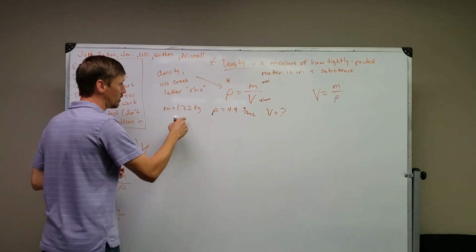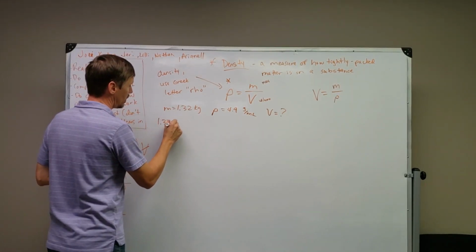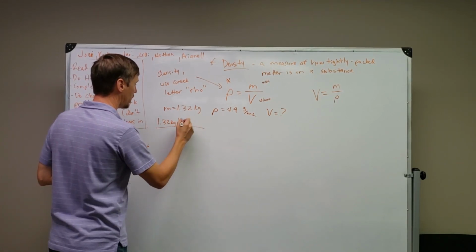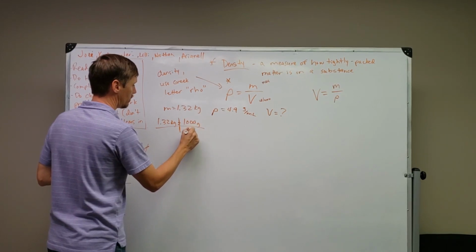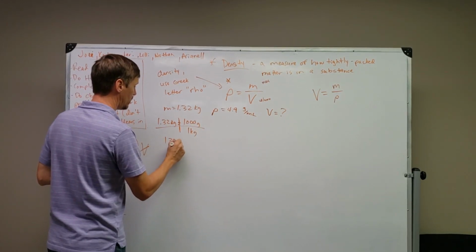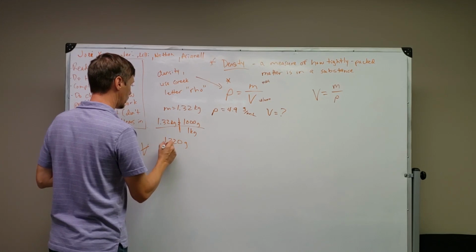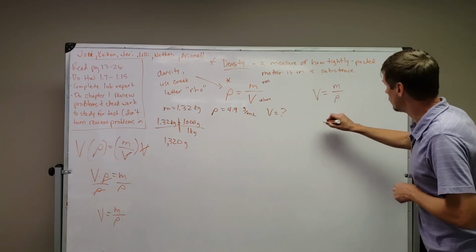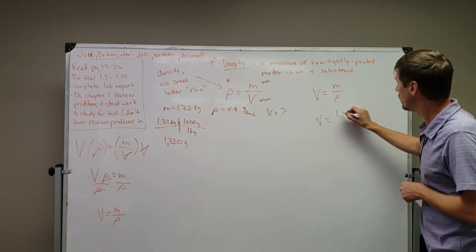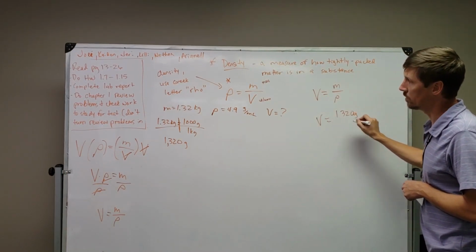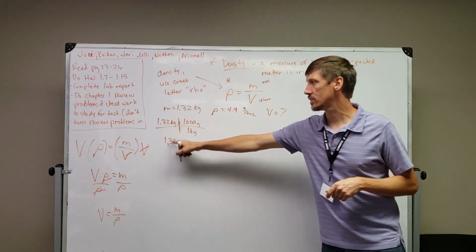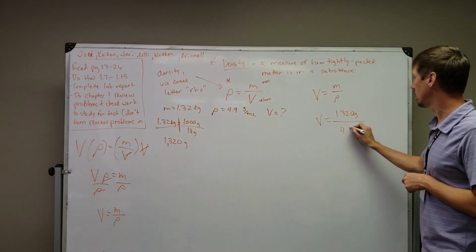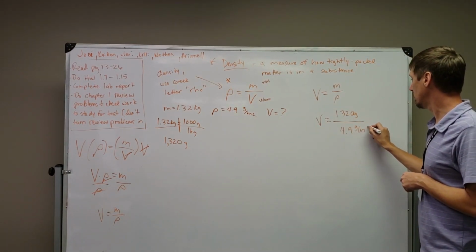So let's convert this to grams real quick. 1.32 kilograms times 1,000 grams over 1 kilogram. So it's 1,320 grams, right? Is what that's equal to. So then we can plug that in our equation. Volume equals 1,320 grams, and we're okay here because it has the same number of significant figures, so we're good with that. Over the density, which is 4.9 grams per milliliter.